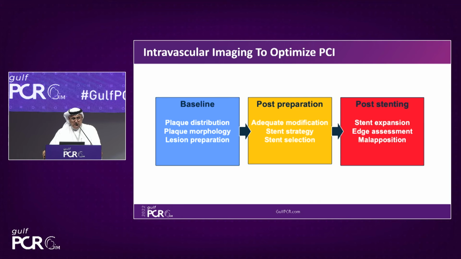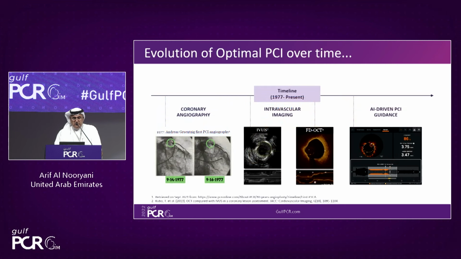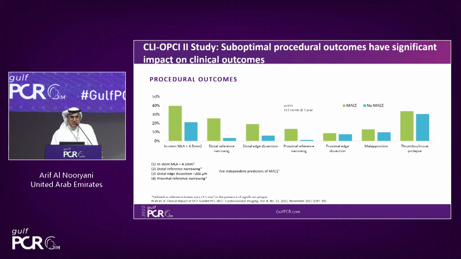Imaging to optimize PCI: we could start using it at baseline, post-preparation, and post-stenting. This is how we started using imaging, and that was in 1977. It looks like quite slow progress from 77 till date, although we have had 2 or 3 advances with ultrasound imaging and OCT, and now with the involvement of artificial intelligence. The studies show that suboptimal procedural outcomes have significant impact on clinical outcomes, as clearly presented in the OPSI-2 study.